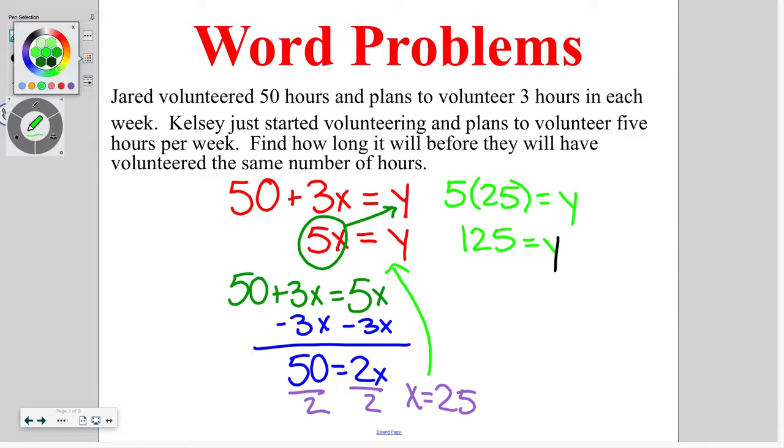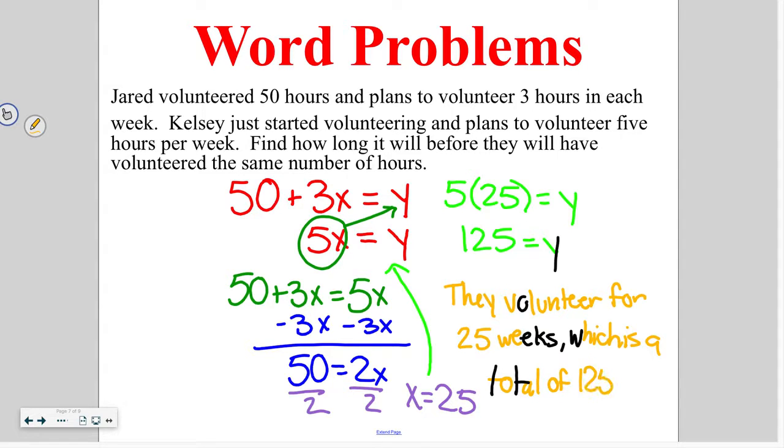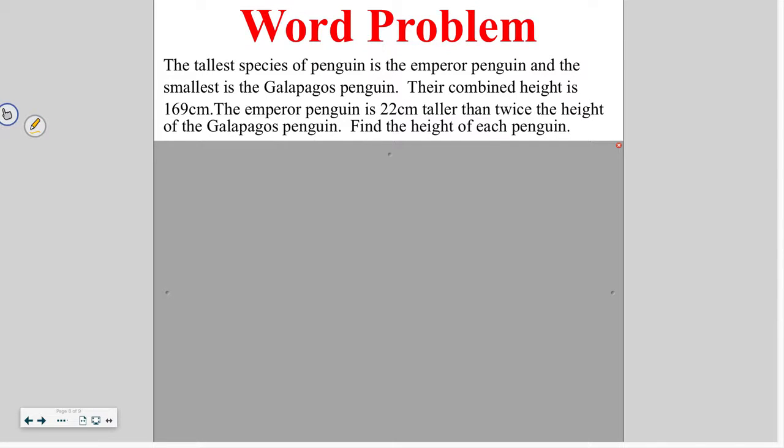So ultimately what this is saying is they volunteer for 25 weeks, which is a total of 125 hours. So we've got this final sentence to actually explain what is going on. Go ahead and try this one on your own.